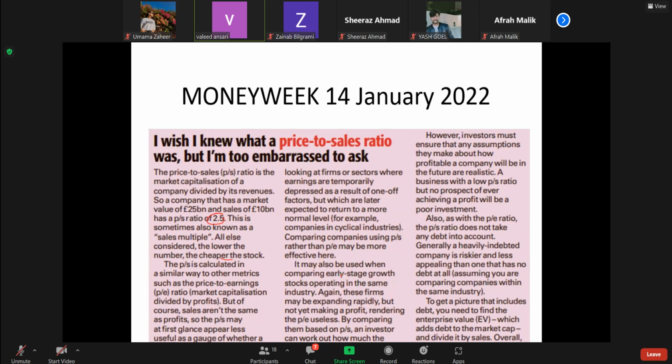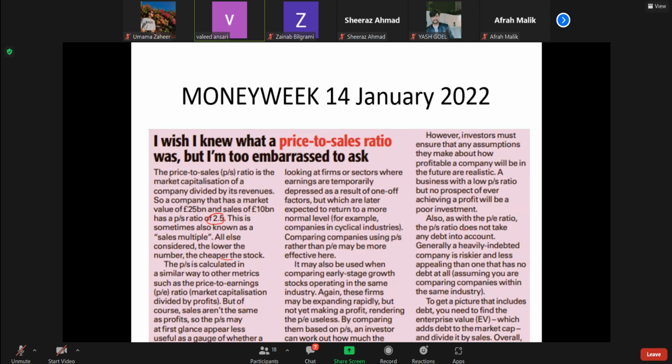It may also be used when comparing early stage growth stocks operating in the same industry. Again, these firms may be expanding but not yet making a profit, rendering the P/E ratio useless because they are not earning a profit. Therefore, we cannot use the P/E ratio. By comparing them using P/S, an investor can work out how much the market is paying for each pound or dollar of sales. However, the investor must ensure that any assumption they make about how sales will be in the future is realistic. A business with a low P/S ratio but no prospect of growth will be a poor investment.